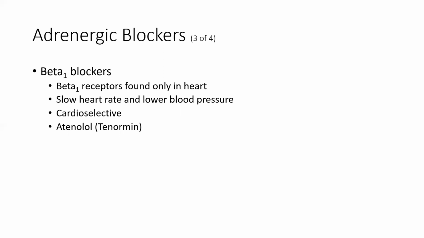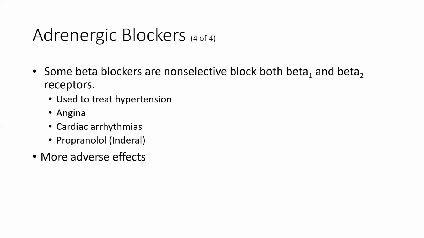Beta-1 blockers. Beta-1 receptors, they're found only in the heart. Again, please remember, they're only present in the heart. So they slow the heart rate and they lower the blood pressure. Cardioselective, for example, atenolol, the brand name is Tenormin.